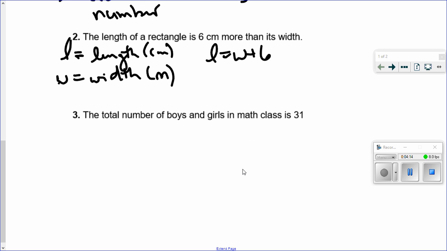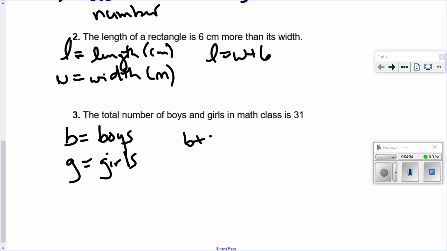Total number of boys and girls, so B is for girls. I'm kidding, of course it's for boys. And G is for girls. You know, I could hear Keegan just complaining about that. So B plus G equals 31.